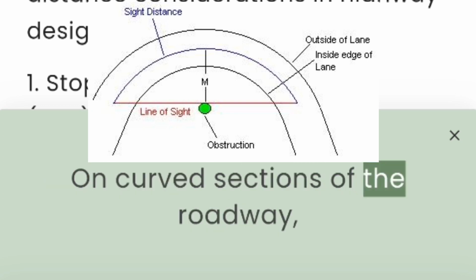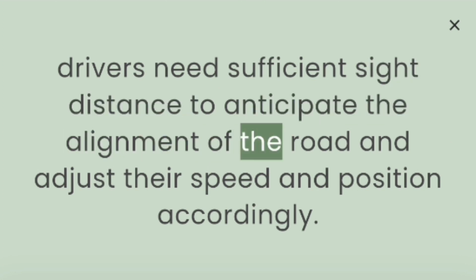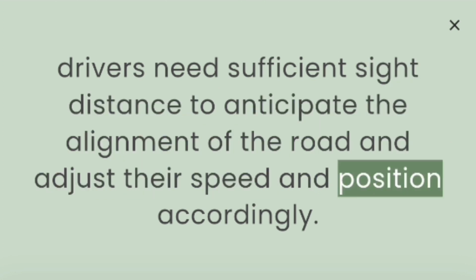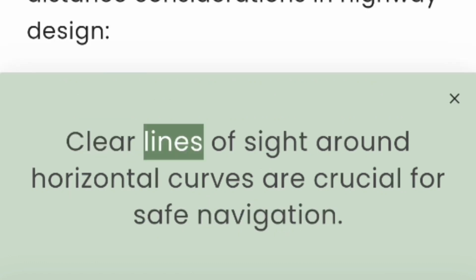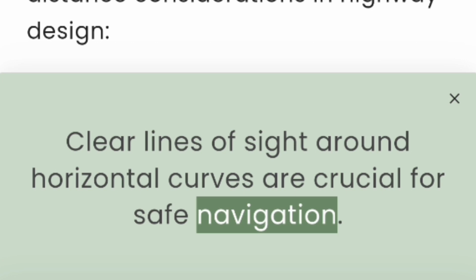6. Sight distance at horizontal curves. On curved sections of the roadway, drivers need sufficient sight distance to anticipate the alignment of the road and adjust their speed and position accordingly. Clear lines of sight around horizontal curves are crucial for safe navigation.